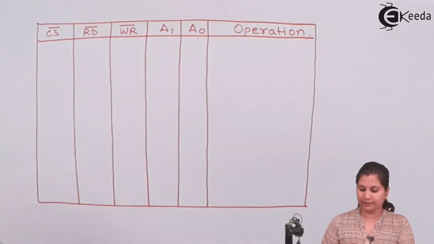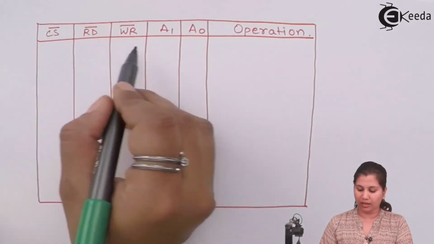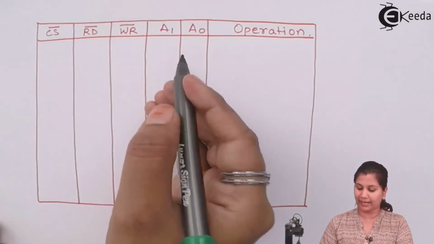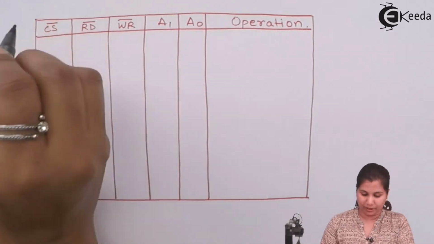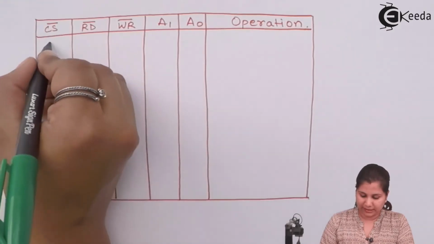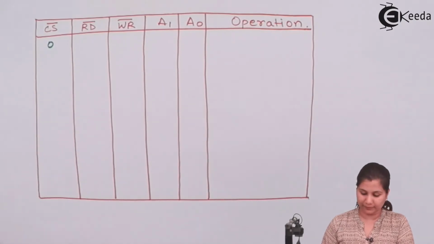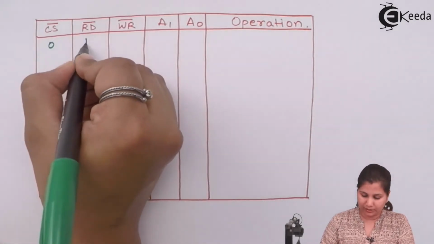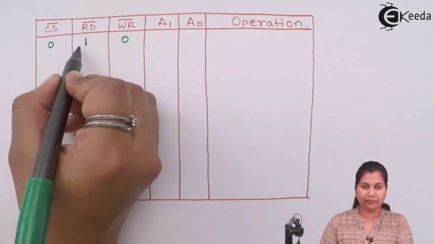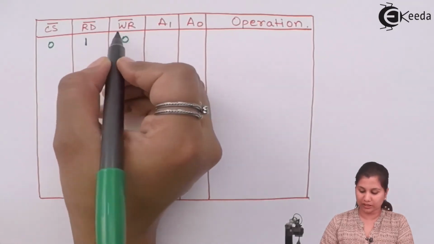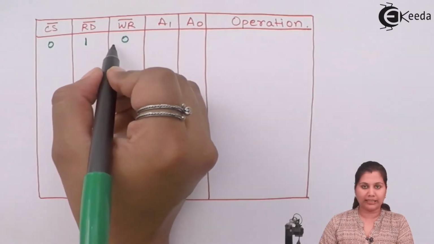So we will see how the A1 and A0 lines and the chip select, read and write signals all decide which operation is going to be performed by the 8253. When the chip select signal is 0, only then will the 8253 communicate with the microprocessor. Now when the read signal is 1 and the write signal is 0, this one is activated and this one is not, because these two signals are active low signals, so they work only when their value is 0. So a write operation will take place.